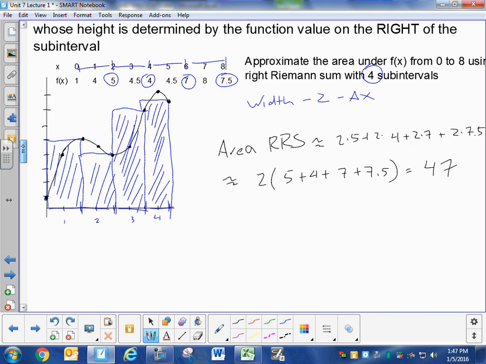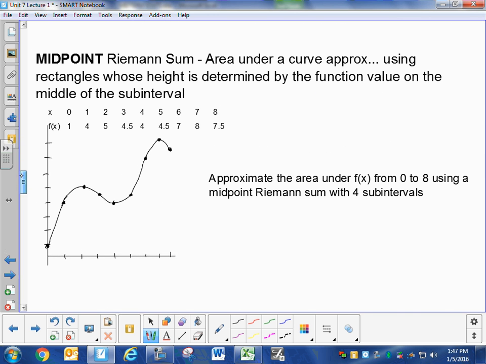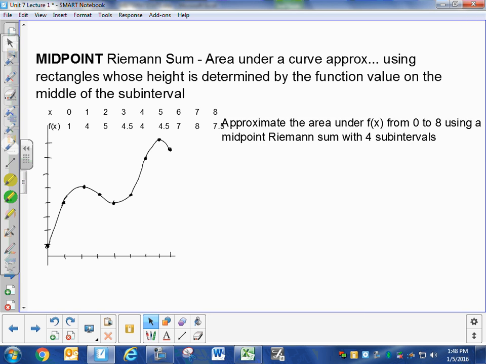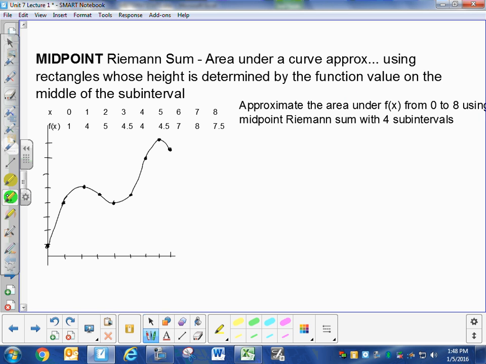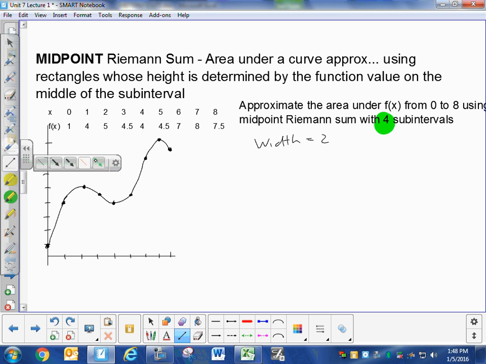Midpoint Riemann sum. That's what we're going to do. Use the height in the middle of our subinterval. Same question. I'll do this a little more quickly. 4 subintervals. Width is 2. 0 to 2, 2 to 4, 4 to 6, 6 to 8. Do it up here. 0 to 2, 2 to 4, 4 to 6, 6 to 8.